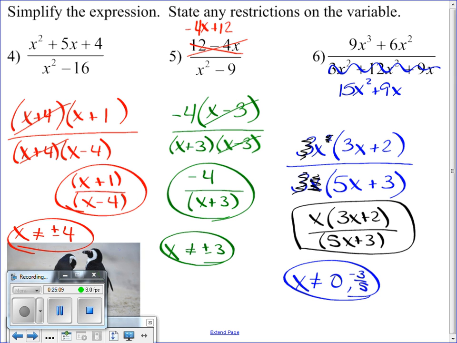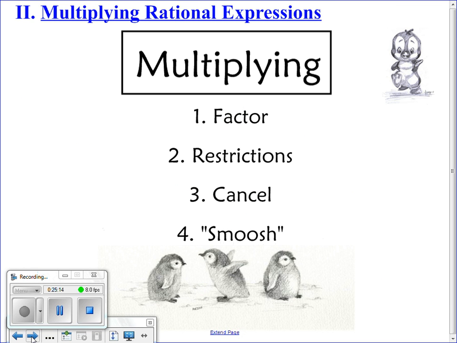Which is really just one step beyond this. I like this. Smoosh. It's my favorite term. Very mathematical right there. So what's the difference in your steps? The only difference is at the bottom. Technically, if you look in any math textbook, they're going to tell you to multiply.